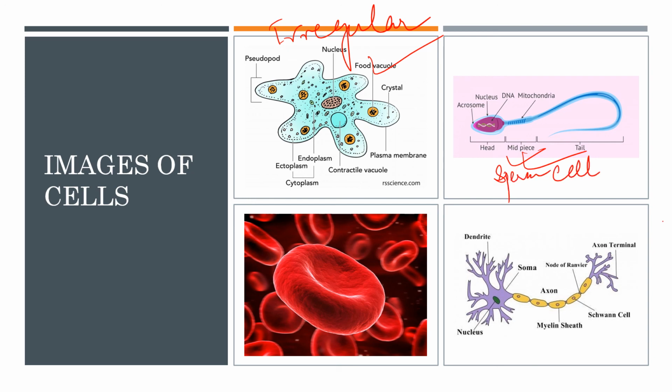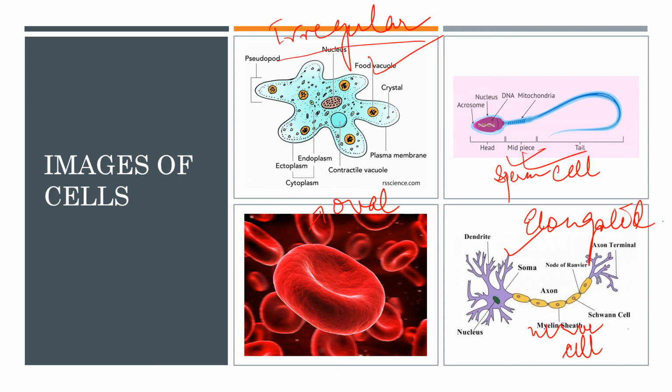Now next comes the oval or biconcave blood cell. It is the oval or biconcave shaped RBC, which can easily pass through blood capillaries and transport oxygen. And last is the elongated nerve cell. This is the nerve cell which is elongated in nature. So depending on the different types of cell shape, I have designed this slide. I think you'll like it.